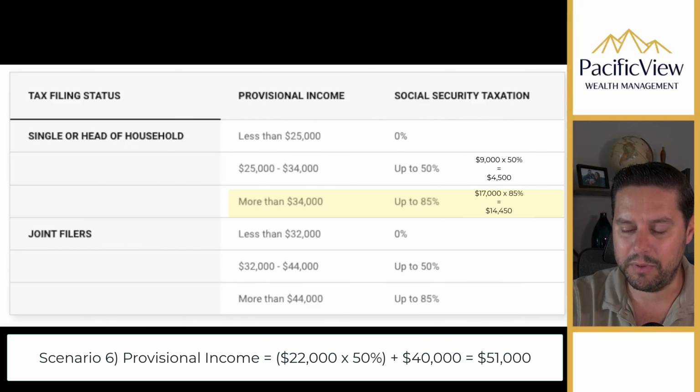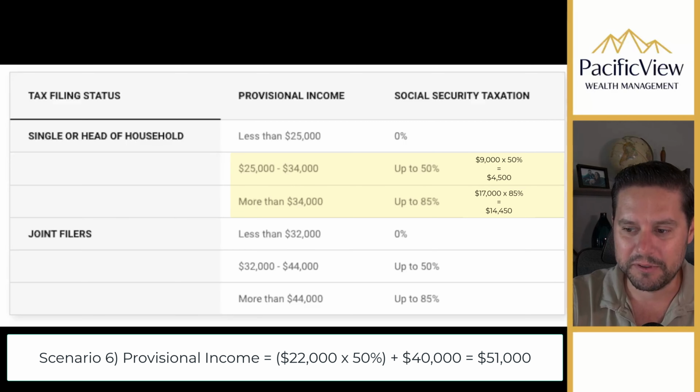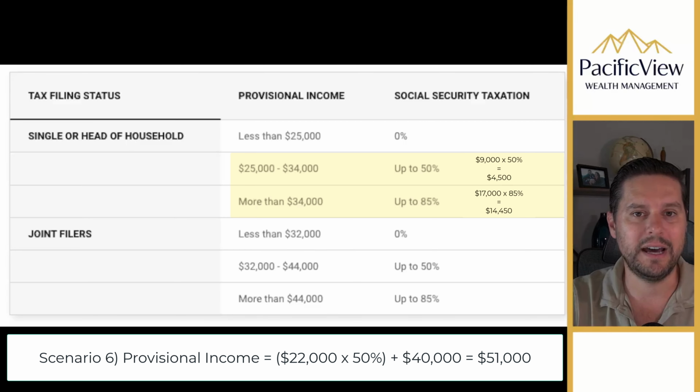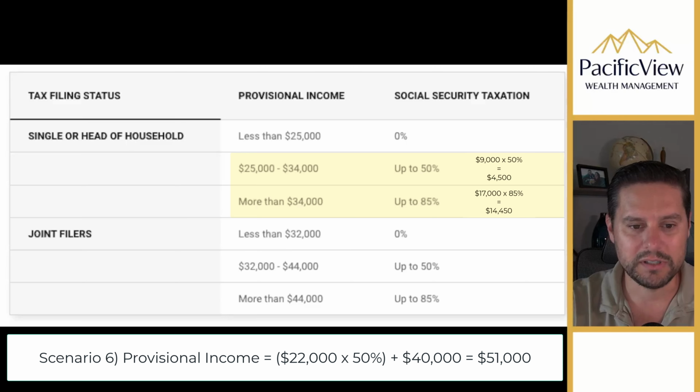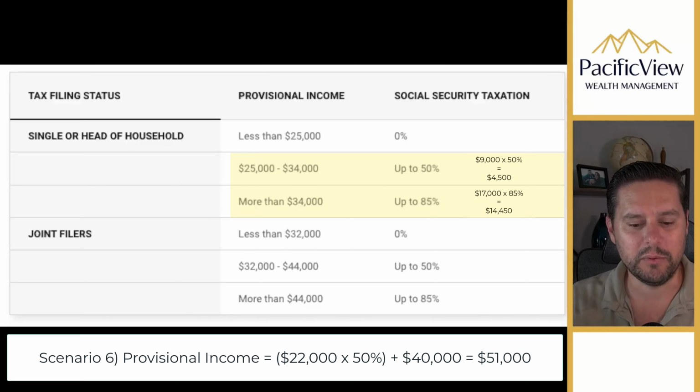Well, that's way above this. $17,000. You run through, you do 85% of $17,000, which is the difference between $34,000 and $51,000. That's how I got that $17,000 number. You take 85% of that, plus, remember, we're still taking the $4,500 from the second bracket here, and the answer is more than $18,700. So once you get to that point, it doesn't really make a difference how much income you add when it comes to how much of your Social Security benefits are taxed.